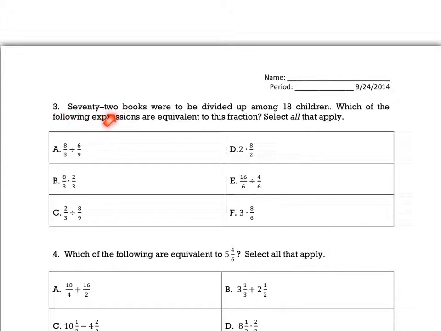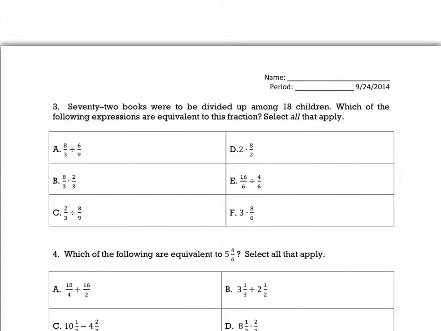Okay, so we're on to the second page. Number 3, 72 books were to be divided among 18 students. Which of the following expressions are equivalent to this fraction? Select all that apply. Okay, so it's the same kind of question. Well, not really the same kind in the sense that you're not converting this time, but you still have to do a lot of computation or simplifying in order to figure out your answer.